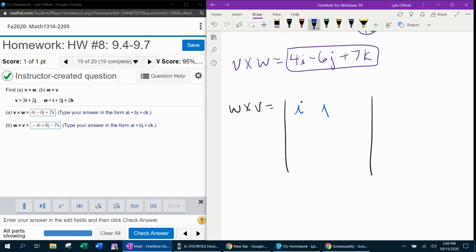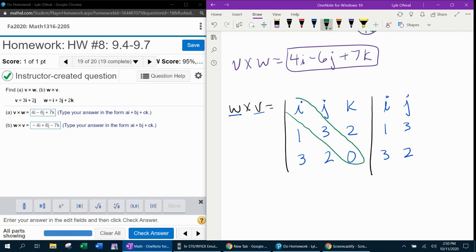Remember, we start with I, J, K, first row. The second row of the determinant, in this case, is going to be W. The coefficients are 1, 3, and 2. And the third row is going to be vector V. The coefficients are 3, 2, and 0. Copy and paste the first two columns to the outside, and then going down on the diagonal.